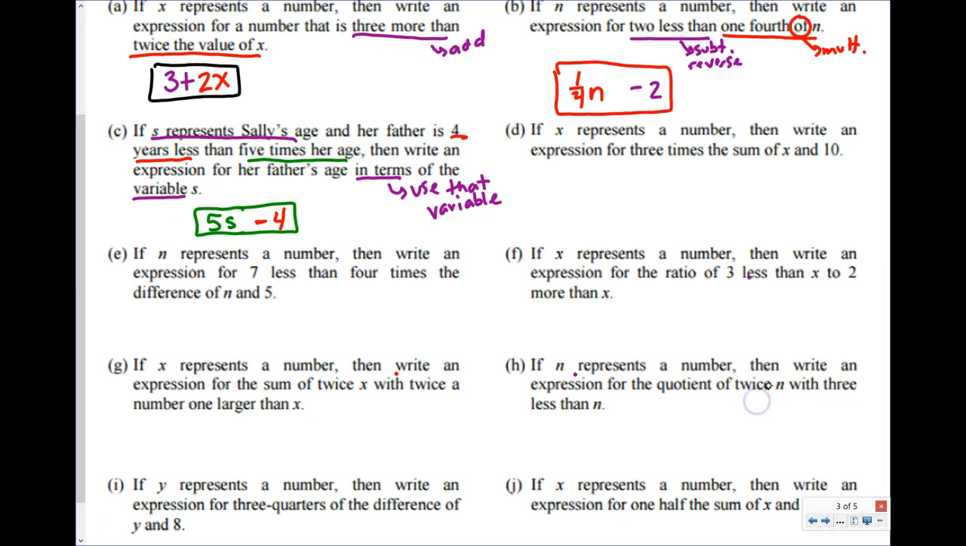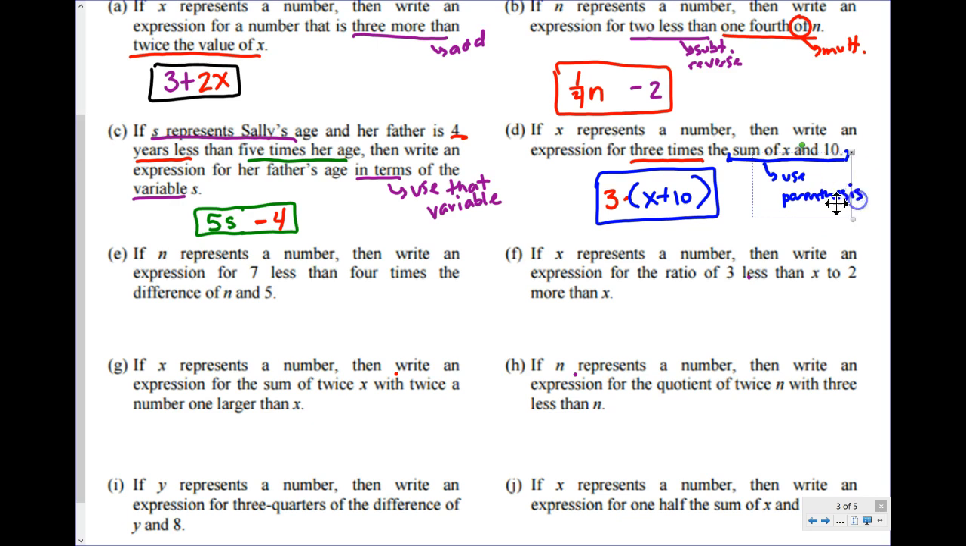Letter D. If x represents a number, write an expression for 3 times the sum of x and 10. So I'm going to have 3 times something. Now, I know the sum of x and 10 is x plus 10. But this is saying it's 3 times this entire sum. So I need to use parentheses and have 3 times x plus 10, because I'm going to have to distribute that 3. So always use parentheses when you have something like the sum of something. Right? Use parentheses. Use those grouping symbols.